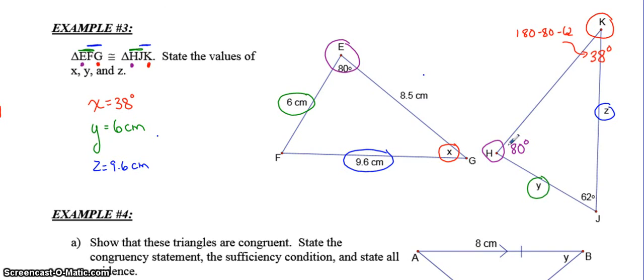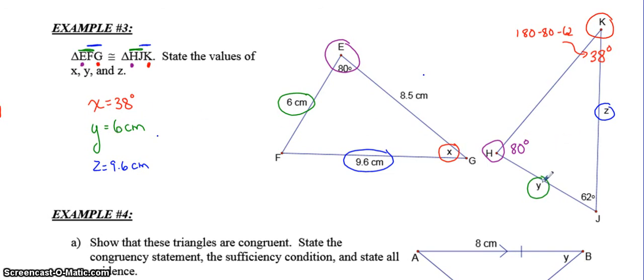But what we could do is figure out what angle H was. H corresponded to E, and since angle E was 80, that meant H was 80. Then you could take 80 and 62 away from 180, because they all have to add up to 180, and then you could figure out that K was equal to 38. So if K was 38, that's your value of X.